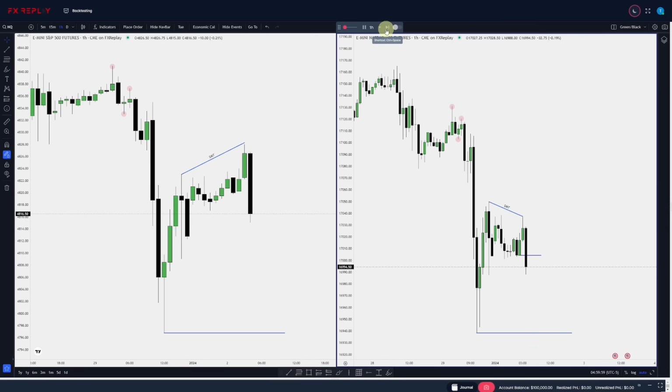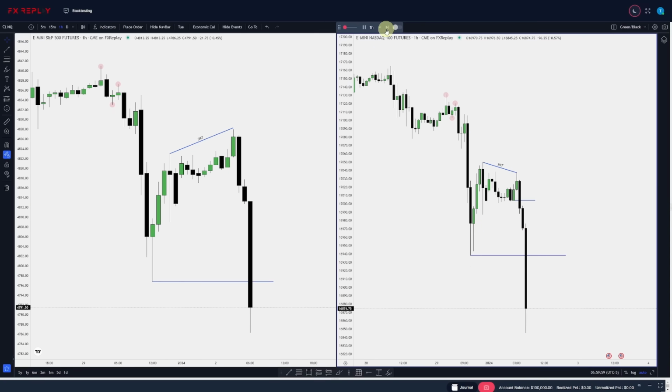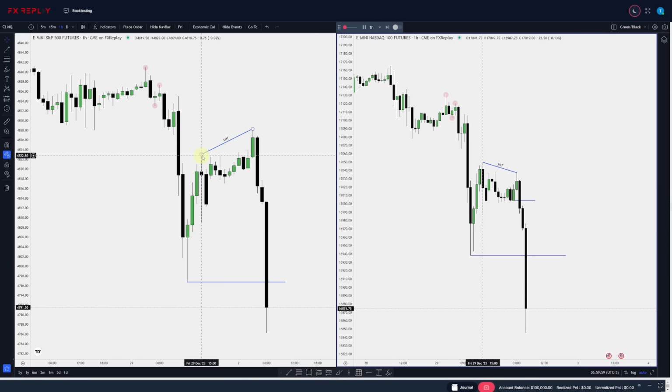So let's see if we go reach for those lows. And there we do reach for those lows. So you can see this SMT was not the main reason that we reversed here. However, it is a confluence to the reversal.